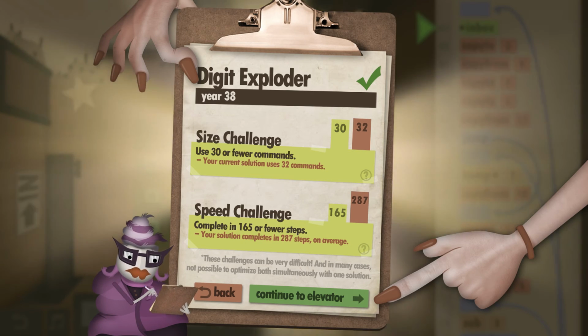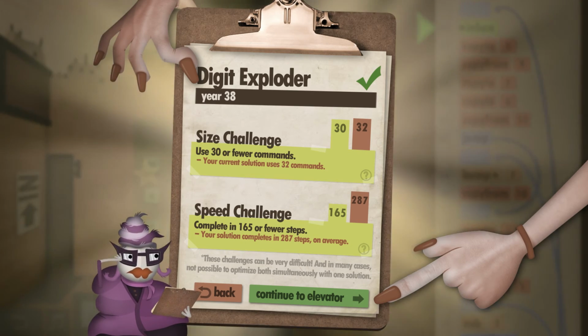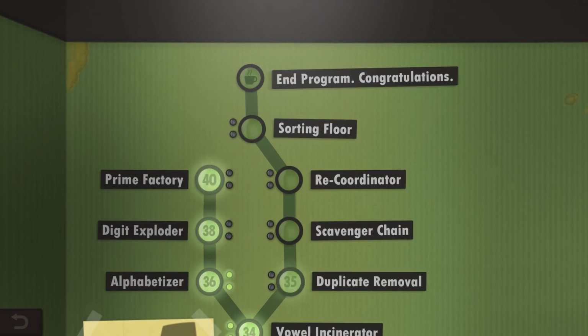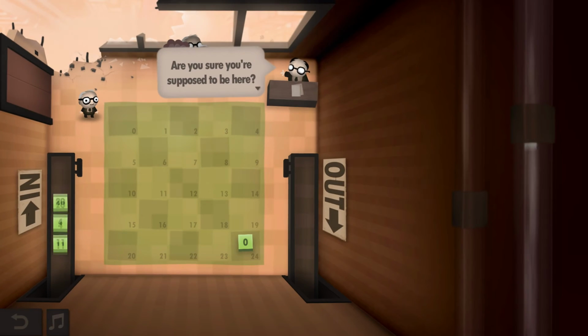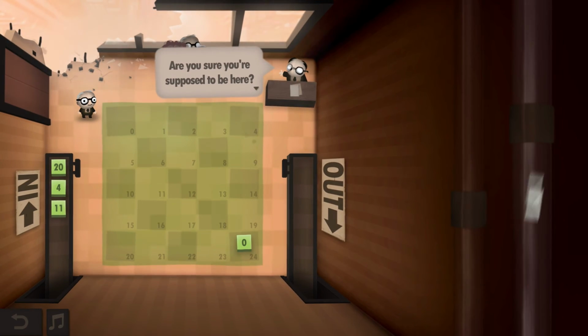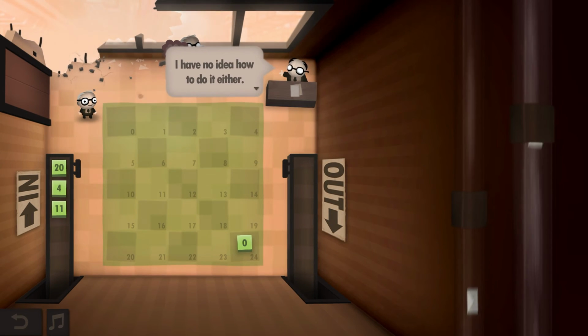Ooh. This doesn't beat the size or speed challenge, huh? We're gonna have to get back to that one at a future date. Up to number 40, though. I spent way too much time on that one particular one to keep trying to deal with it. Are you sure you're supposed to be here? This is a very difficult assignment. I have no idea how to do it either.